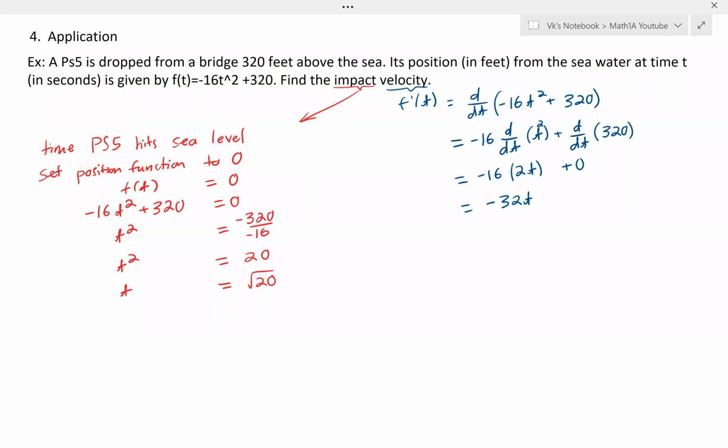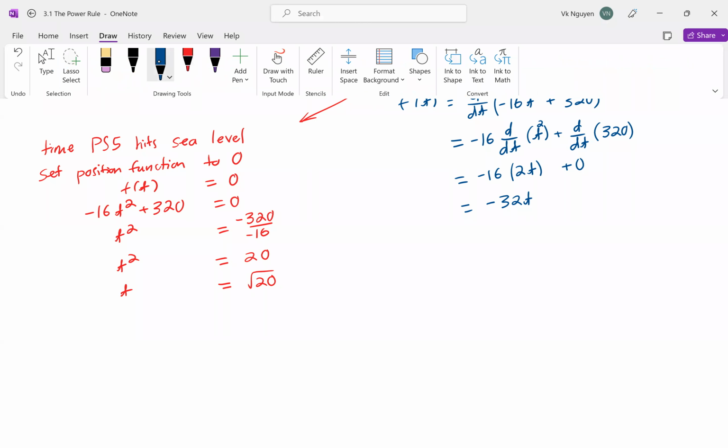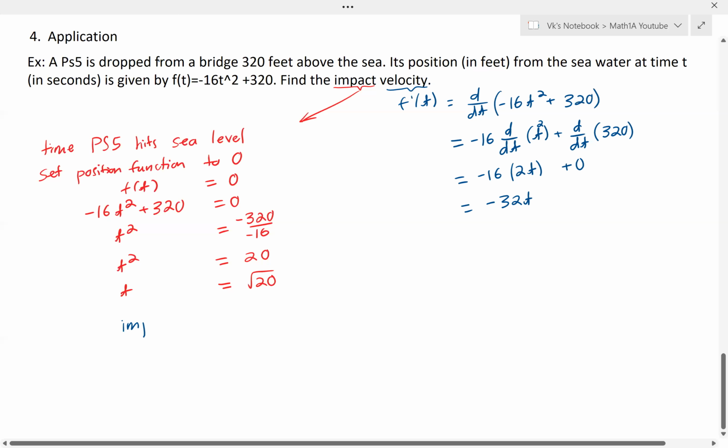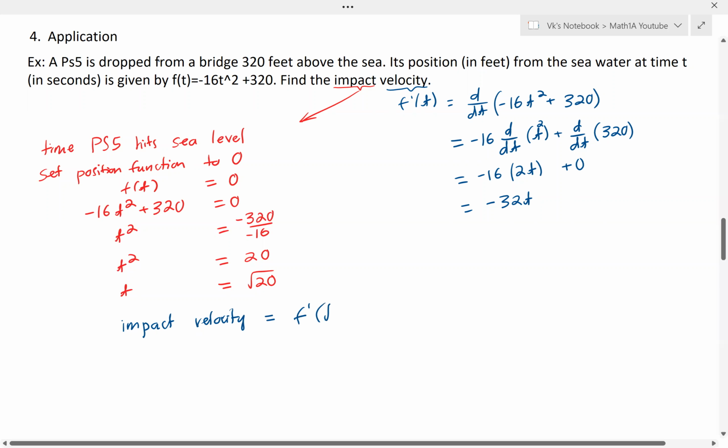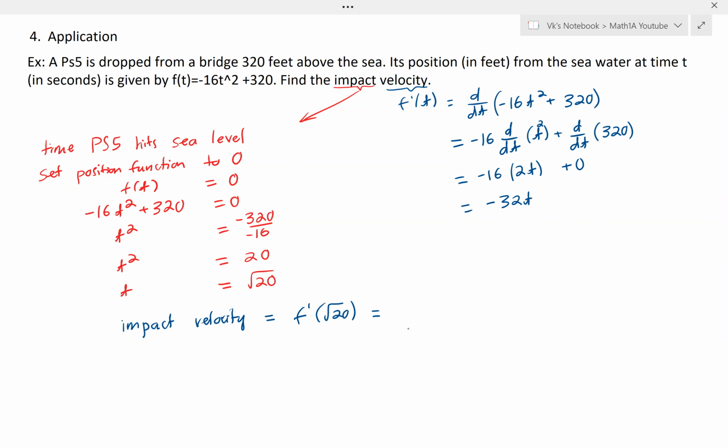Once we have it, we're going to substitute it in here. The impact velocity is f prime of root 20, and ta-da, negative 32 times root 20, and this would be in feet per second. Oh, it's going down pretty fast.